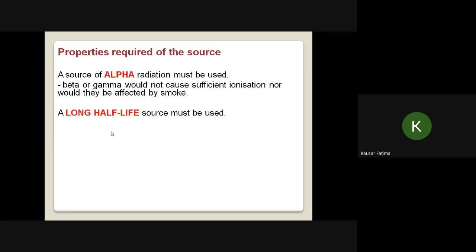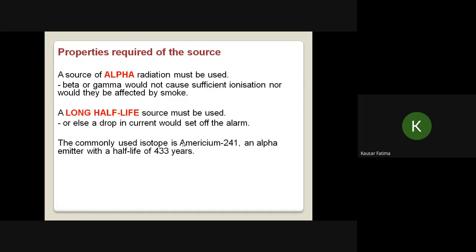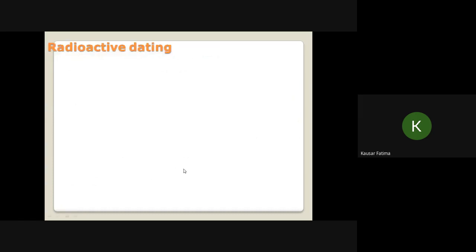And alpha has low penetration power, so if the source is mounted on the roof or on the ceiling, the radiation will not reach the ground. This will not cause harm to the people who are living in the room or in the area. And this is the source: Americium-241, an alpha emitter, and its half life is 433 years. So it means this activity will remain constant over a long period of time.